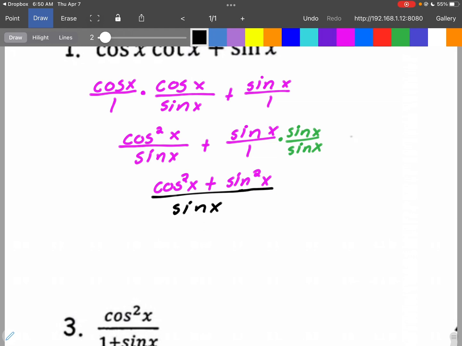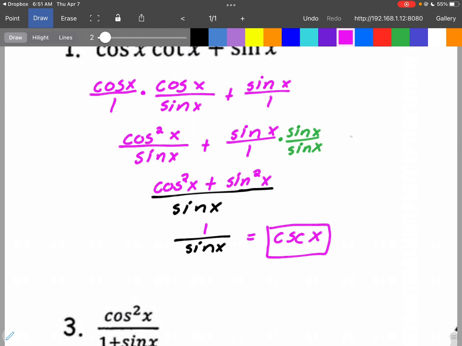So then if we take a look at our numerator, we see that we have squareds, and we think, Pythagorean identity. And if you look at your identity sheet, you can see that cosine squared plus sine squared, or the other way around, equals 1. So if the numerator of our fraction just equals 1, and then our denominator is sine x, then we know that 1 over sine x is the same thing as cosecant x. And so that would be as simplified as we can possibly go.